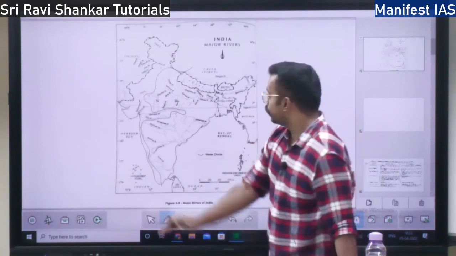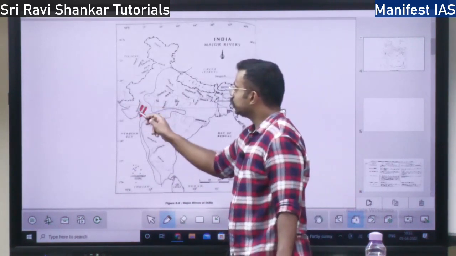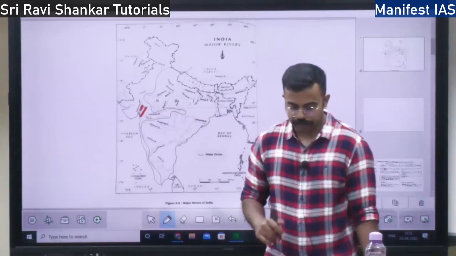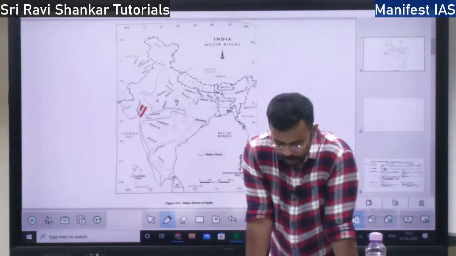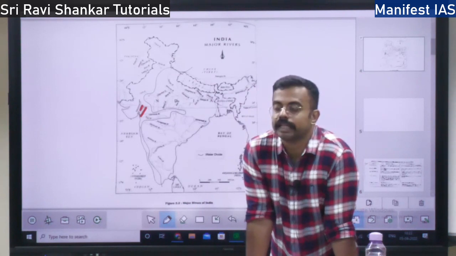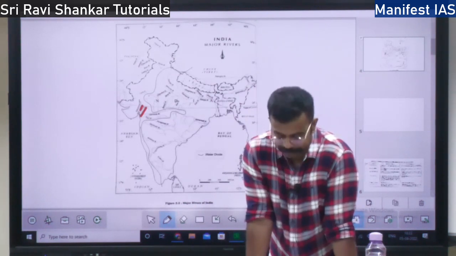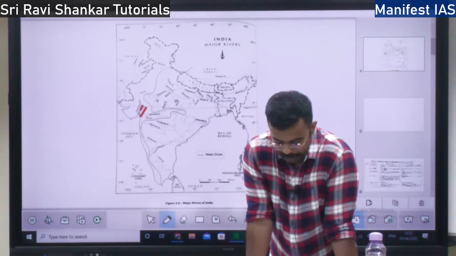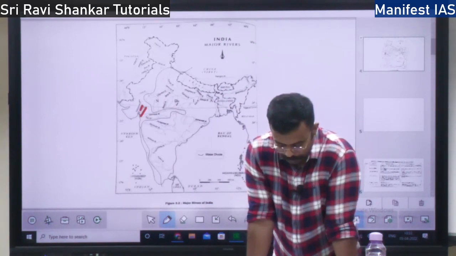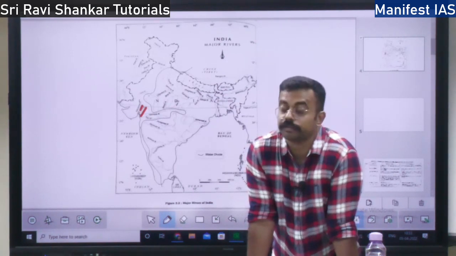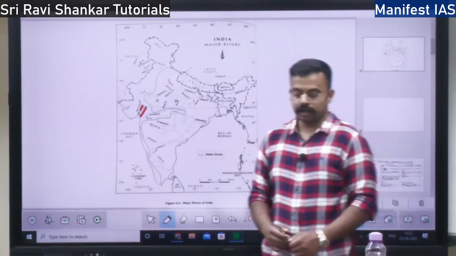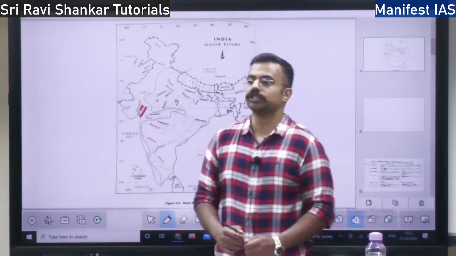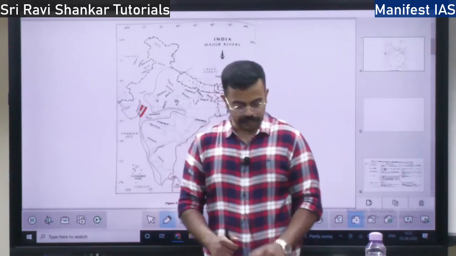Then you have Sabarmati and Mahi. These flow into the Arabian Sea. Then in Maharashtra you have one river called Vaitarna near Nasik that flows into the Arabian Sea. In Karnataka you have three rivers which flow into the Arabian Sea. You have the Kali Nadi in the Belgaum region. It flows into the Karwar Bay. So Kali Nadi is there.